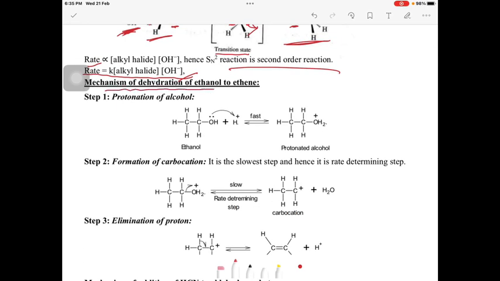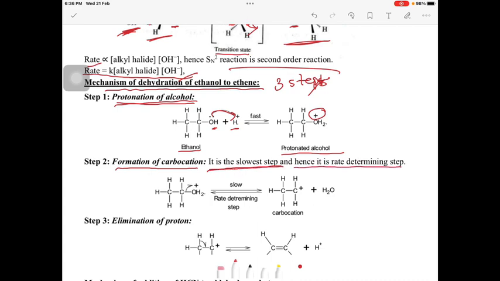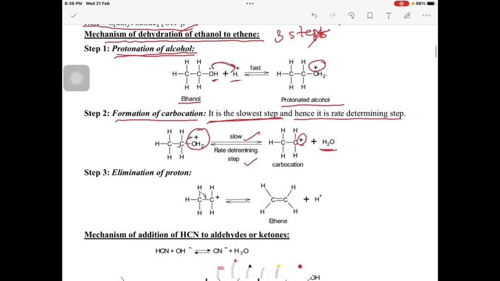Next, the mechanism of dehydration of ethanol to ethene. It involves three steps. Step 1, protonation of alcohol. Ethanol CH3CH2OH takes an H plus ion from an acid and forms protonated alcohol, CH3CH2OH2 plus. Step 2, formation of carbocation. It is the slowest step and hence it is the rate determining step. Removal of H2O from the protonated alcohol forms a positive charge on the carbon, that is a carbocation. Here H2O is a byproduct.